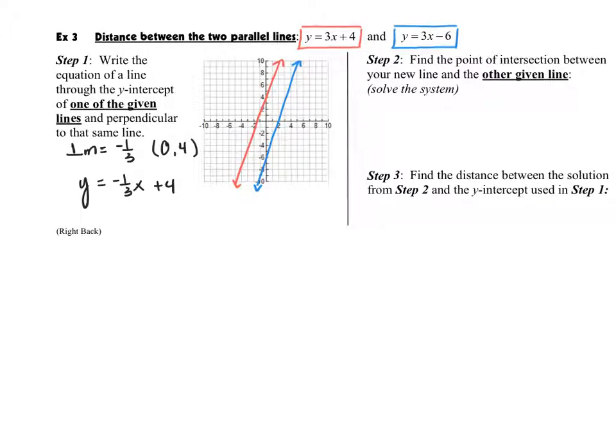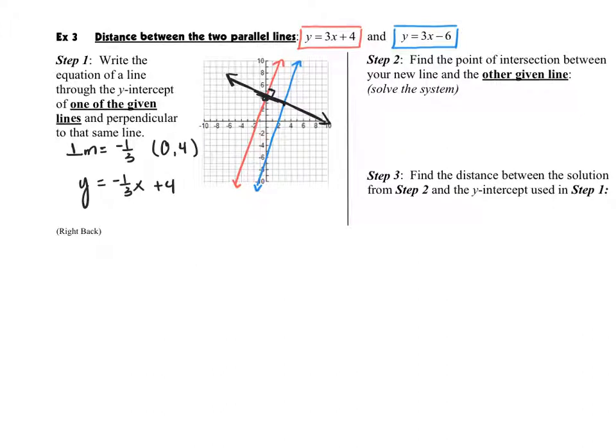So that's going to be the line that's going to go from here, and then we'll go down 1 and over 3. And I'm just going to sketch that in so that we can see it. It's a little harder to do on an iPad, but I'm pretty sure that you guys could do it nicely on your paper. So now I've made this nice perpendicular.